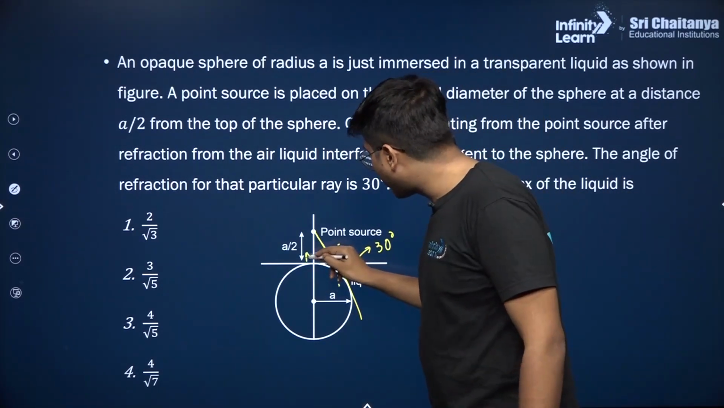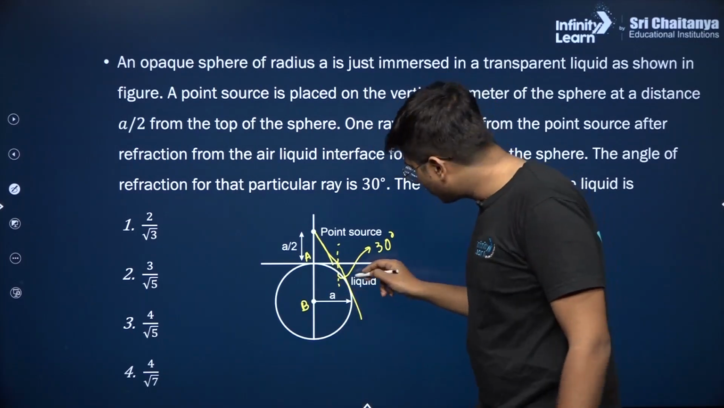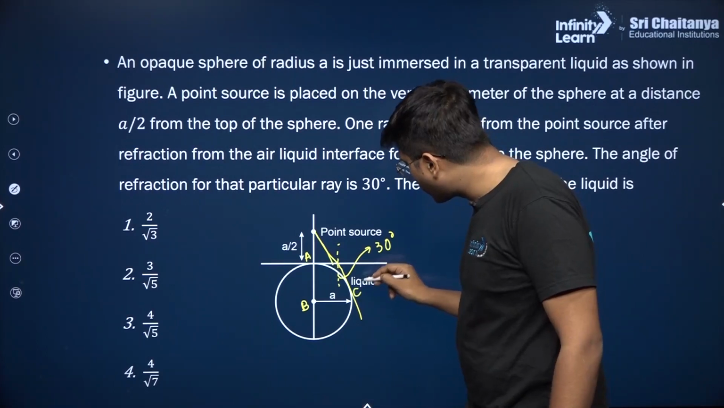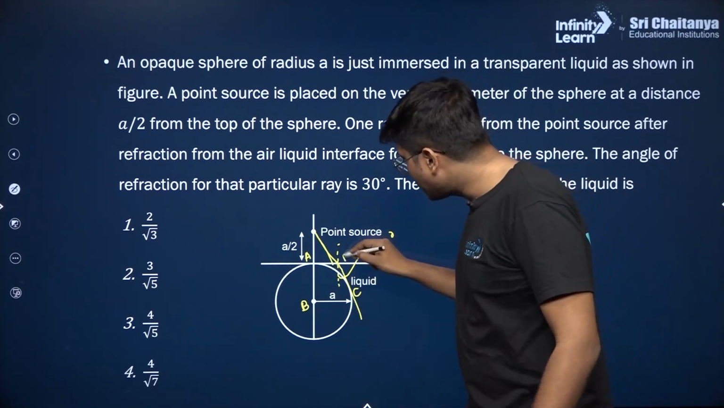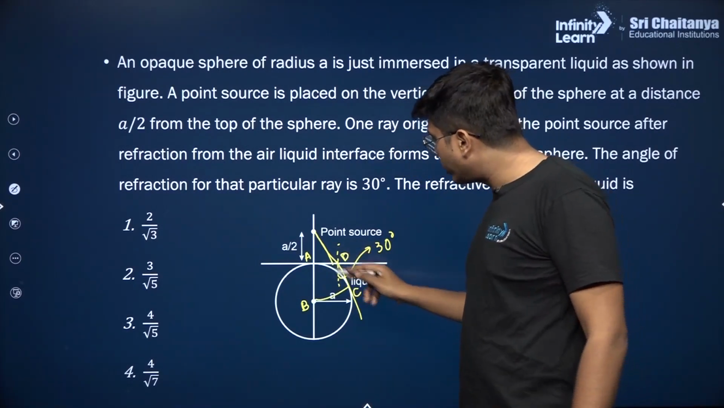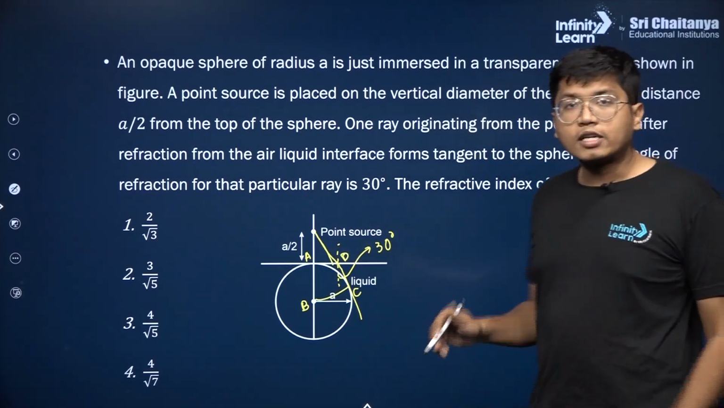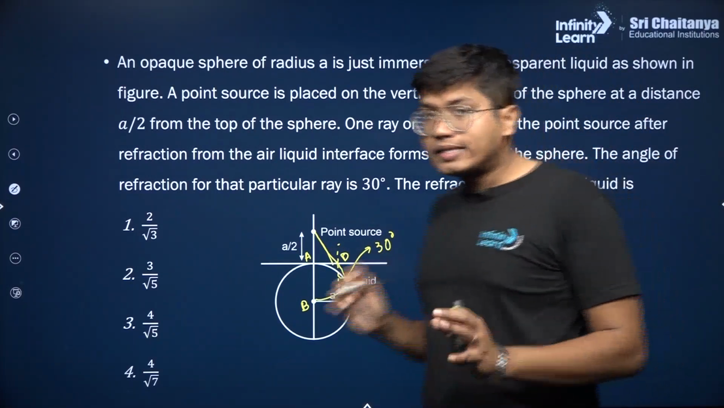Let's name this as point A, this is point B, this point where the tangent hits over here, let's name that as point C, and over here where the ray hits the surface, that is point D. And we complete this, now we have a quadrilateral. ABCD is a quadrilateral.